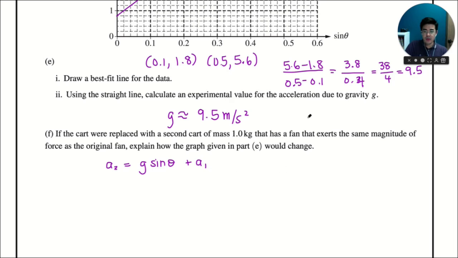And from earlier, what did we get for A1? We got this equation. We got that the force of the fan was equal to the mass of the fan times the acceleration of the fan. Well, it says the force is going to be exactly the same, right? So if the force is exactly the same and the mass goes up, then the acceleration has to go down to keep that the same. So in this case, when you have two variables on the same side of the equation, they're inversely proportional.